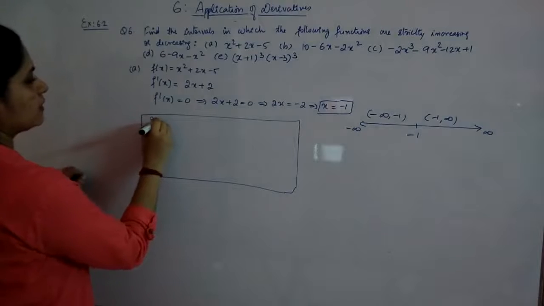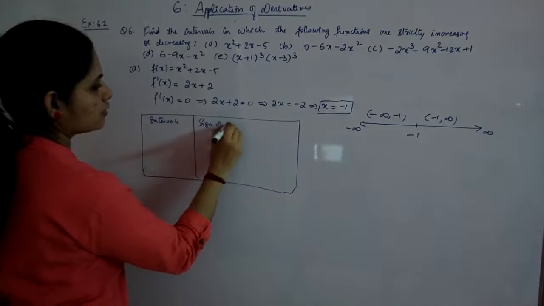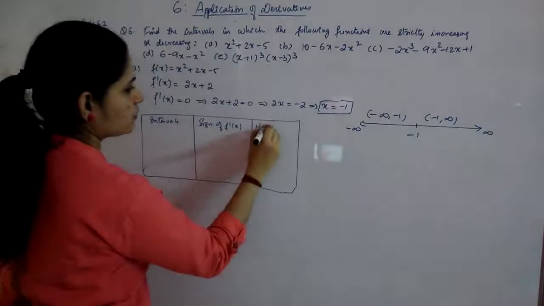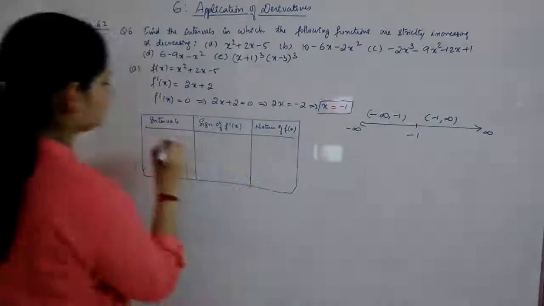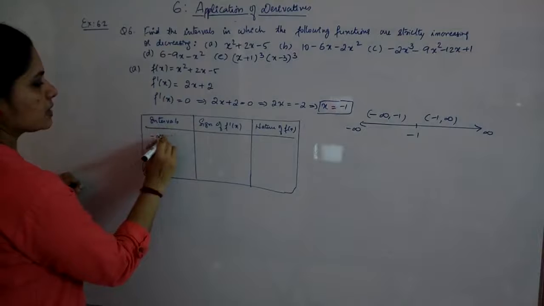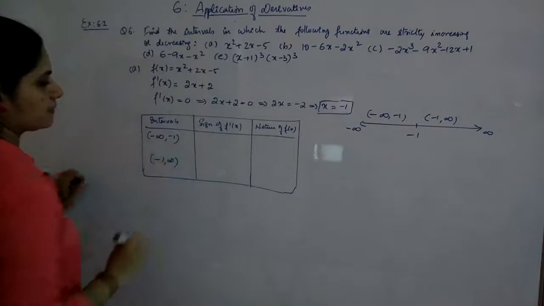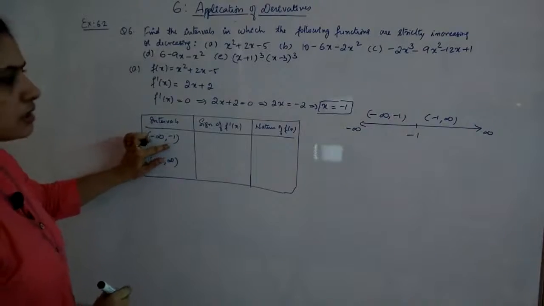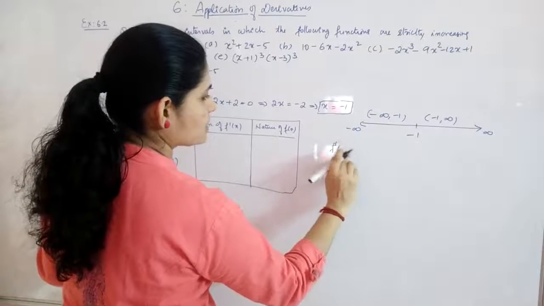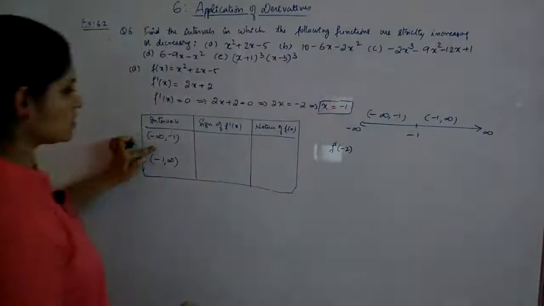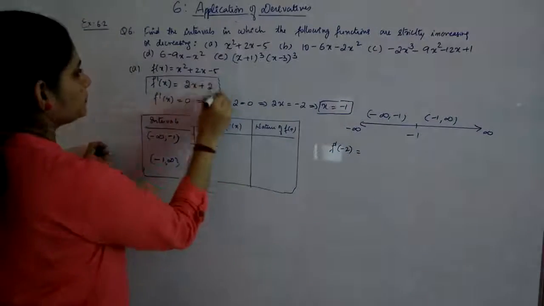These are your intervals, the sign of f dash of x, and the nature of f of x. So the first interval is minus infinity to minus 1, and the second is minus 1 to infinity. In the first interval you take one value, suppose minus 2. Where do we need to check? In f dash of x. In f dash of x we substitute minus 2, which is in between minus infinity and minus 1.